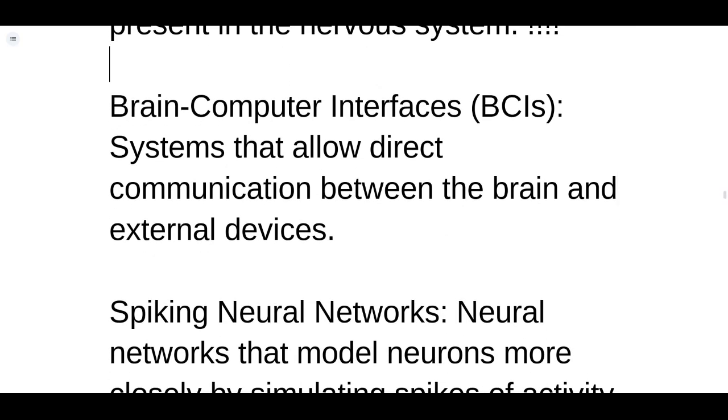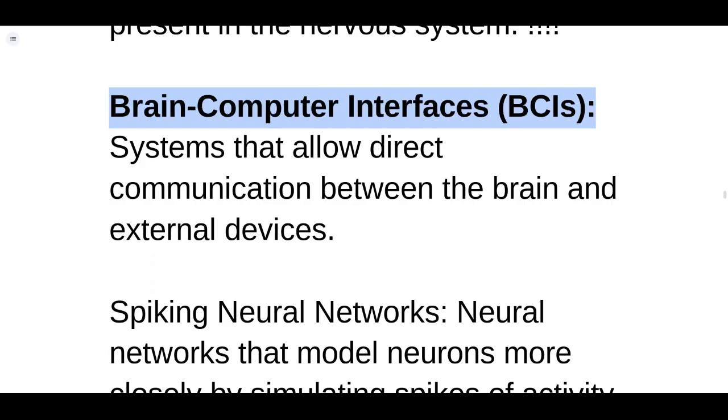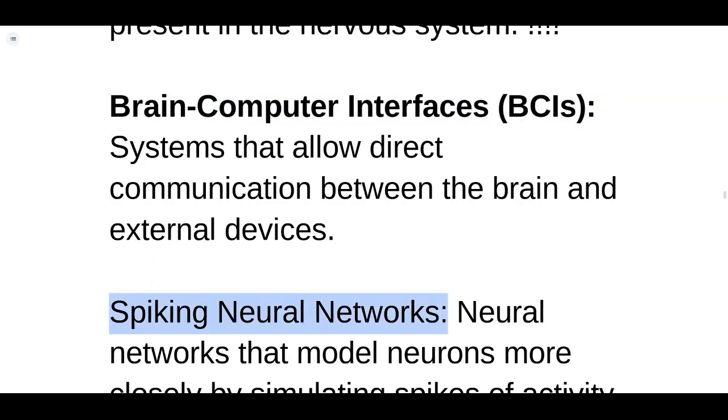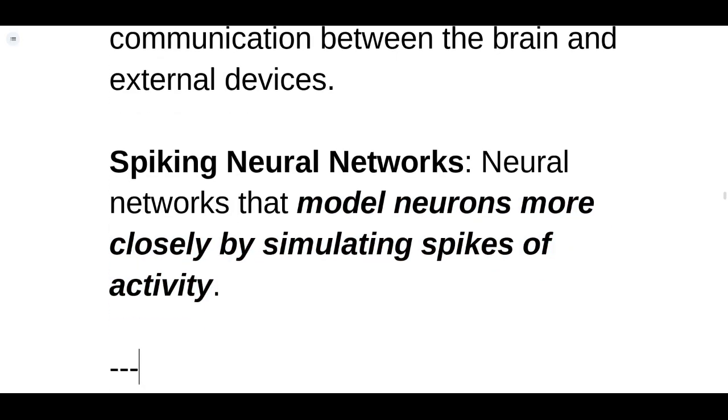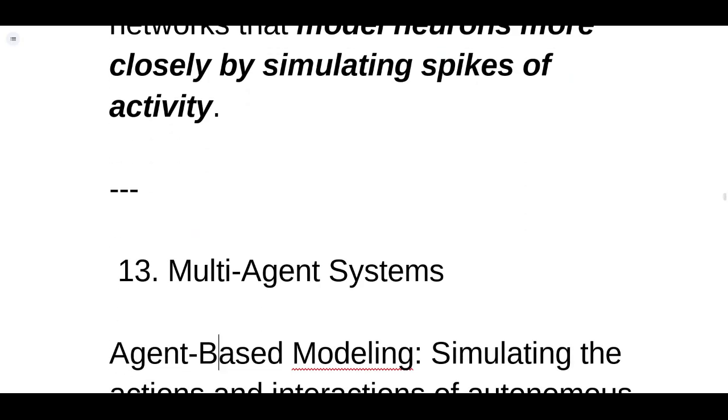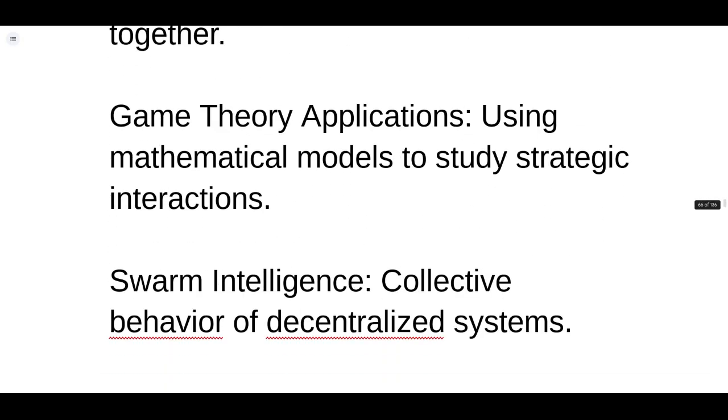Brain computer interfaces, systems that allow direct communication between the brain and an external device. Spiking neural networks, very important concept. Neural networks that model neurons more closely by simulating the spikes of activity. So, that is about all in cognitive computing.